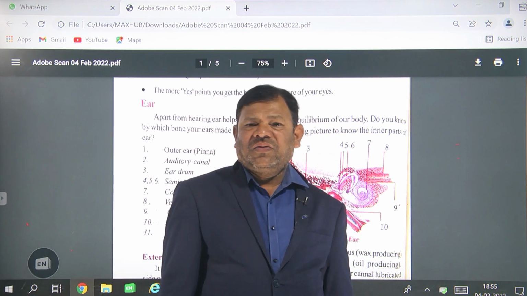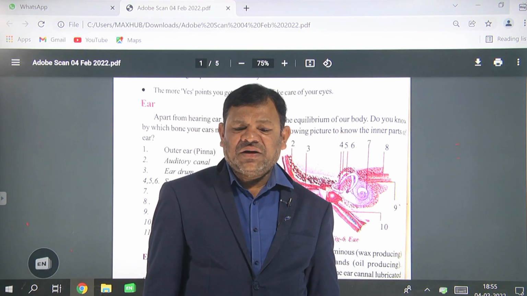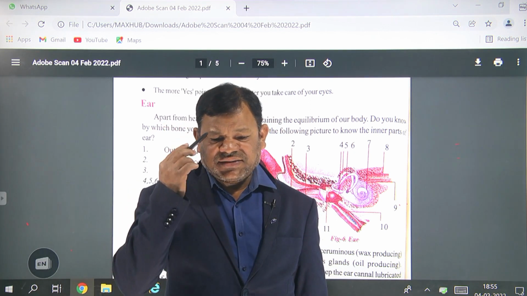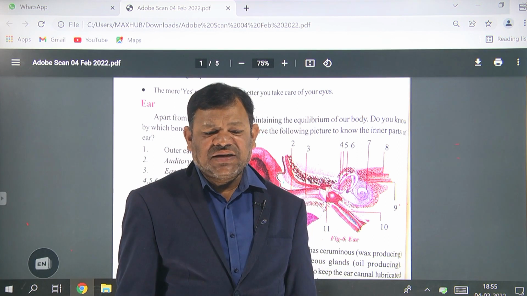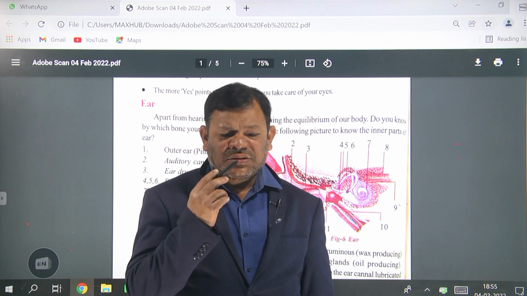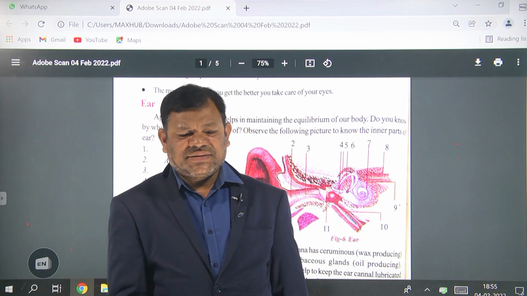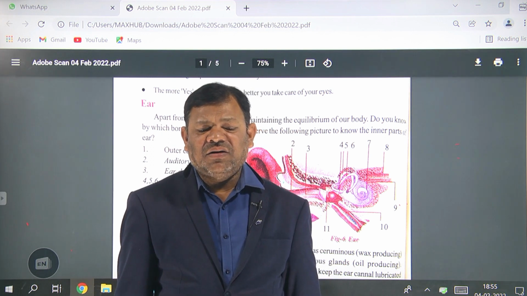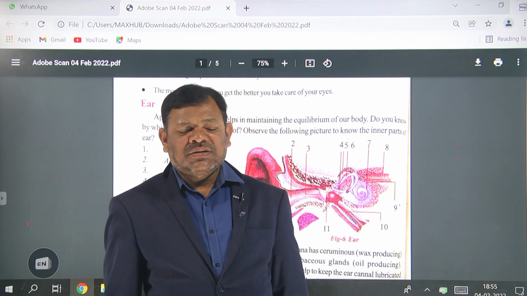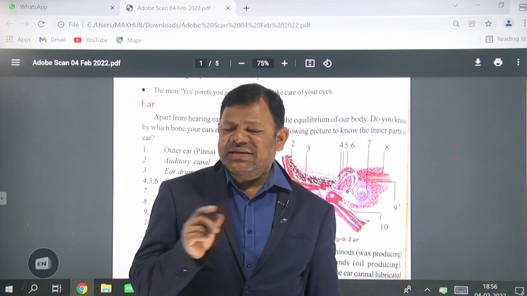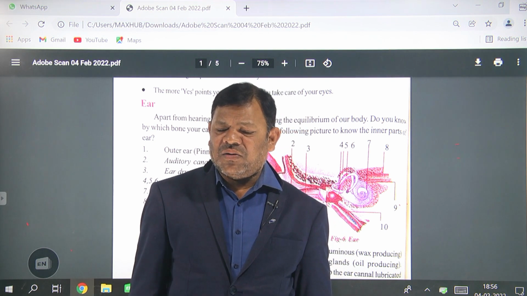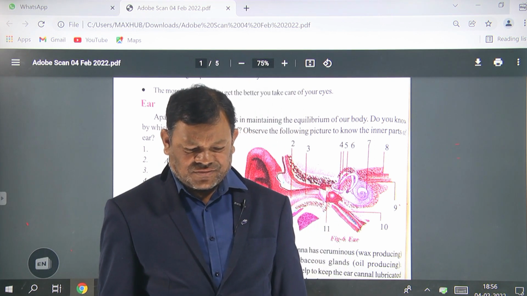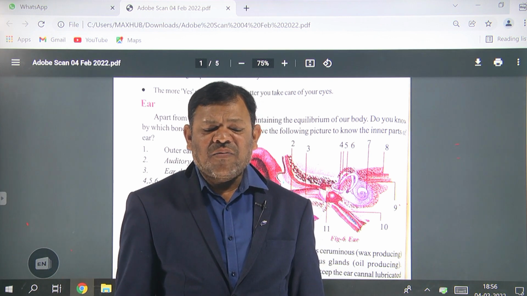Sense organs help us identify the senses. Five types of sense organs are present. The first one is the eyes, the second one is the ears, the third one is the nose, then the tongue and skin. In the previous class we discussed the sense organ of the eyes. What you see, the eye, is a very simple organ only, but when you study its internal structure, it is a very complicated organ. Yes or no? Very complicated organ.